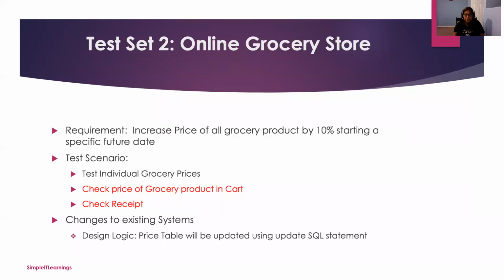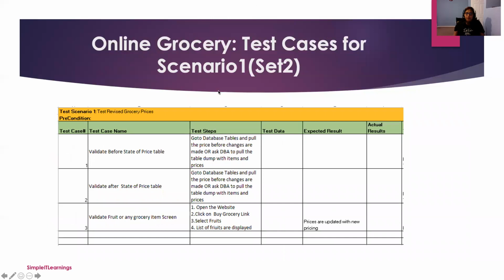In this case, because I know how this is going to work, what I have done is I will validate the before state by either going to the database table and pulling the prices or asking the DBA. And then after they have made the changes, for the sanity testing, I would actually be going to the screen and checking a few items there. And if they are updated, my testing is done.